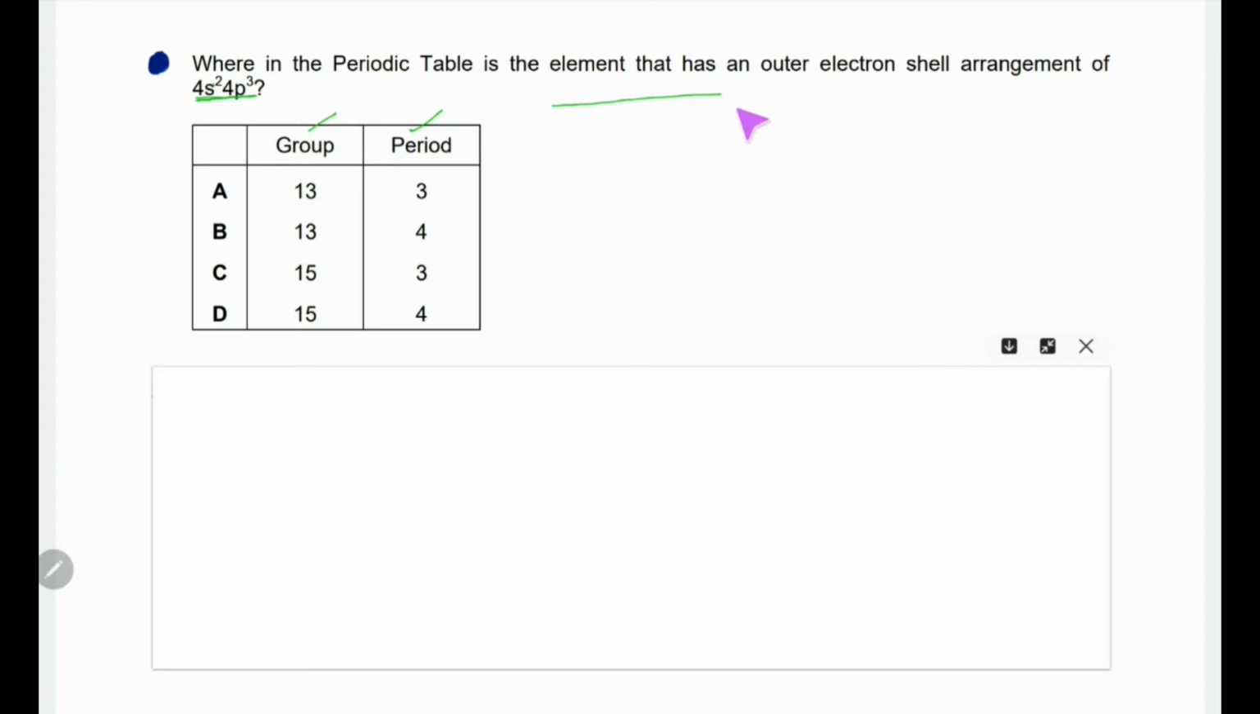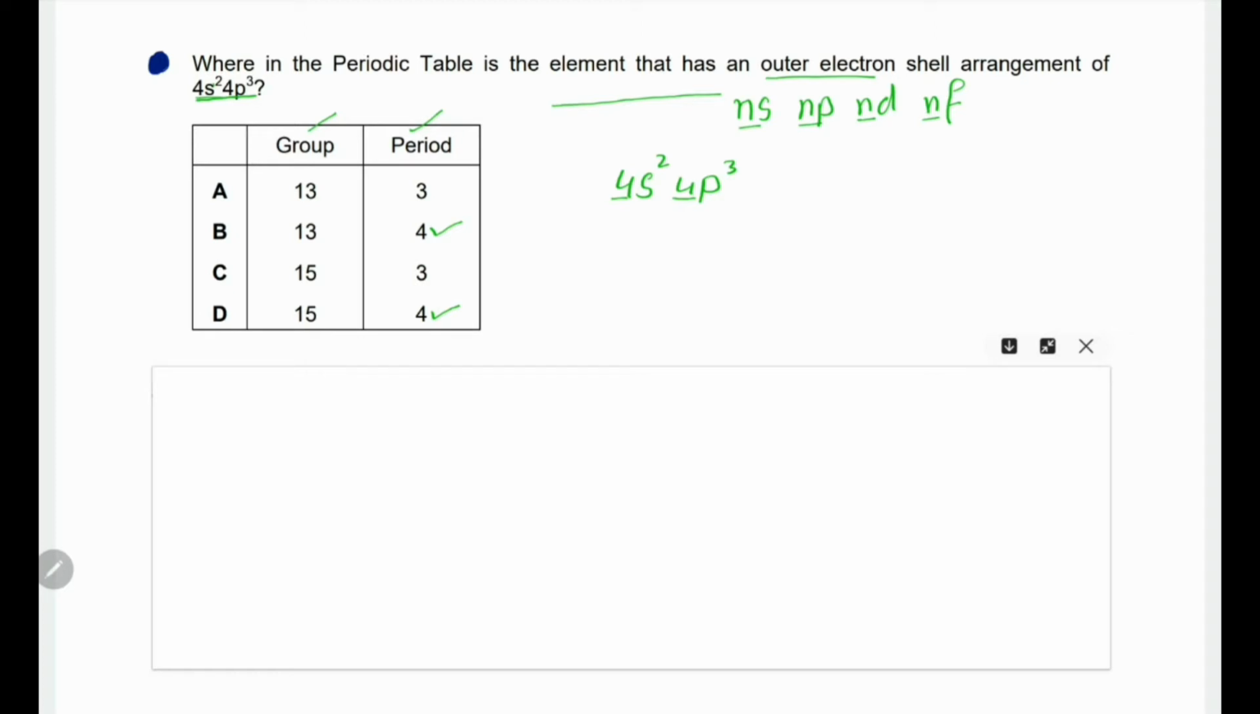This quantum number is written before ns, np, nd, and nf. So the highest principal quantum number that we get in these will give us the period of the element. In this case, we are given 4s2 and 4p3. They say it's the outer electron shell, which means the valence shell, and it has the highest principal quantum number. This number is 4, which means this element belongs to period 4. So in the period column, we are getting choice B and choice D.